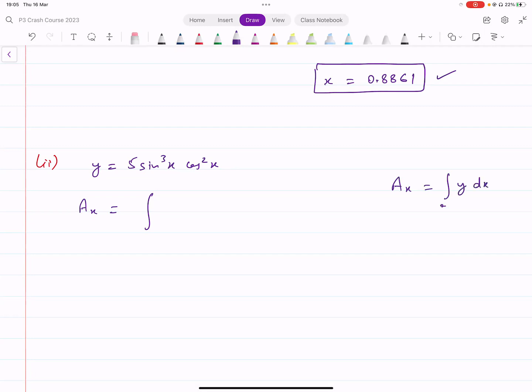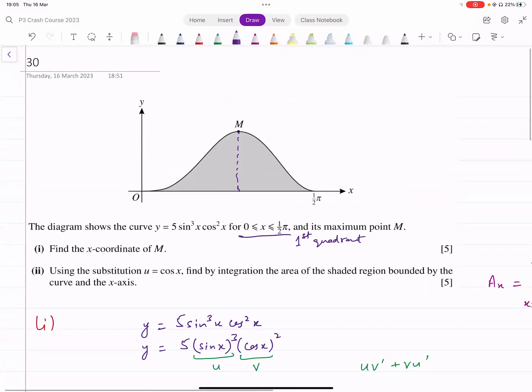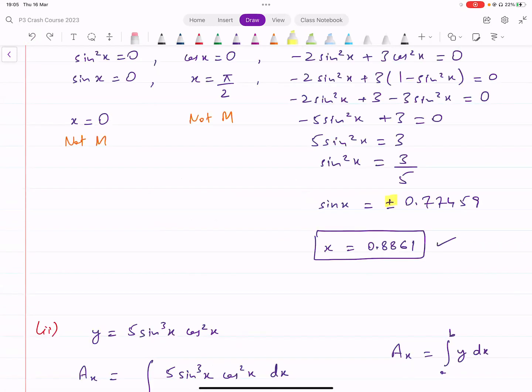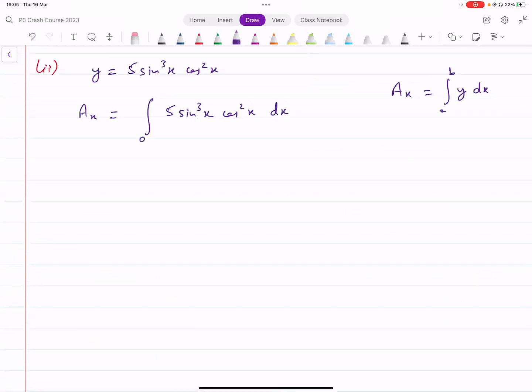Right, that's what the formula is. So what's y here? y is 5 sin³x cos²x with respect to x. We need to integrate this with respect to x with limits from 0 to π/2. These are the limits that we have, 0 to π/2. Let's write those limits here, 0 to π/2.